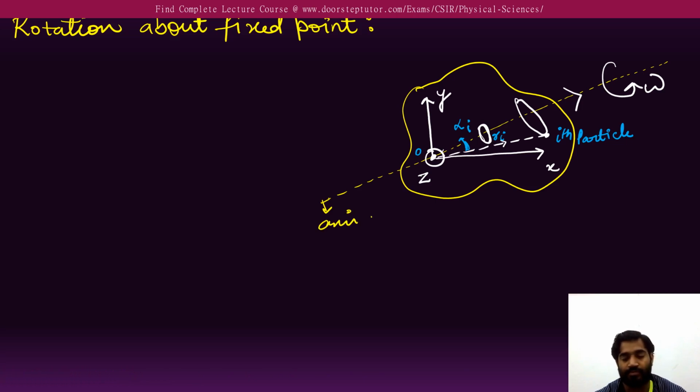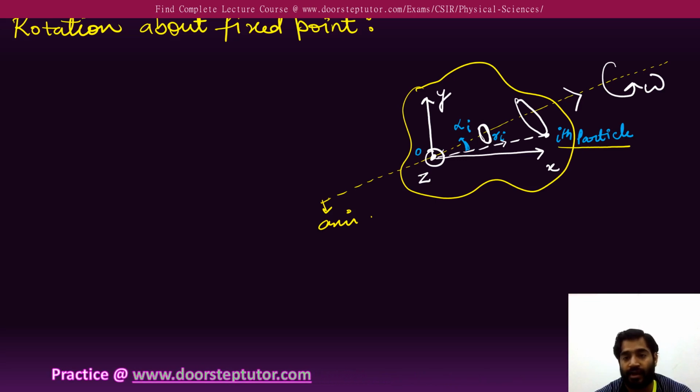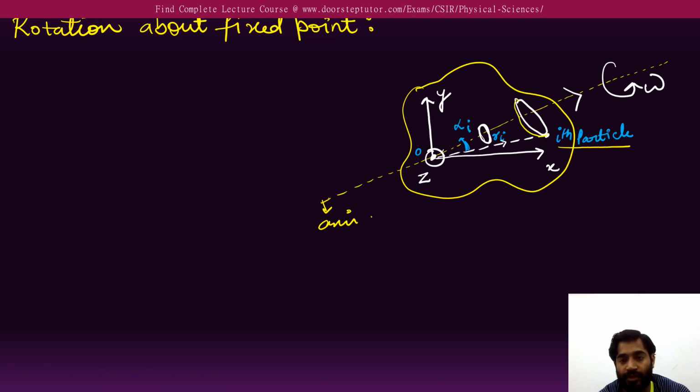About this axis, a 3D object is rotating, and the 3D rigid object has n number of particles. Suppose this is the ith particle that I have taken as an example, and it is rotating about this axis. This particle is making a circular path like this, and this circular path has a certain radius.